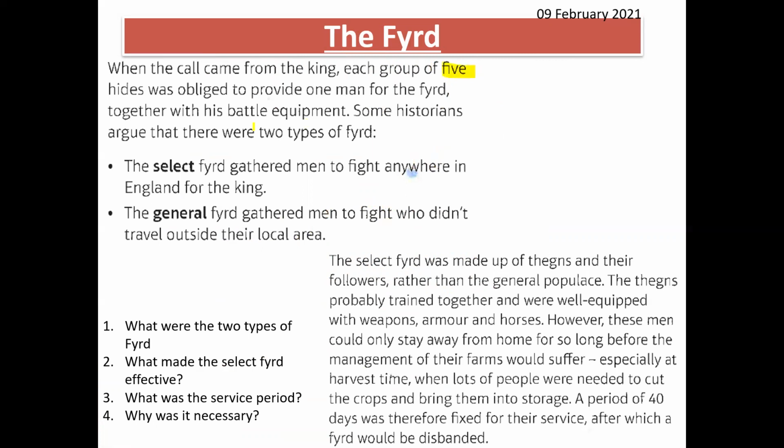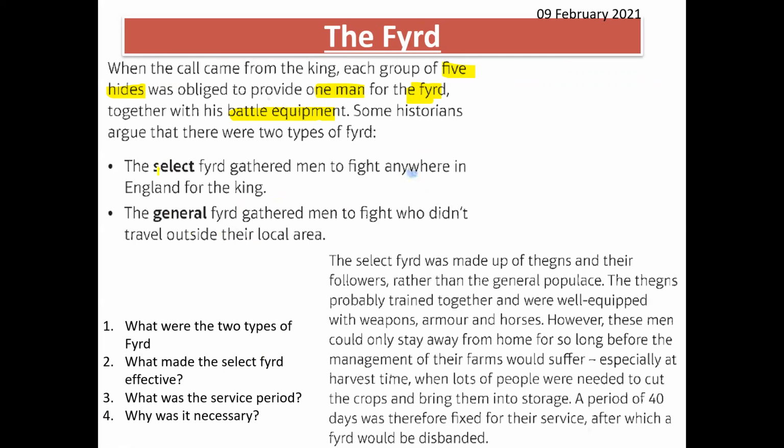The Feud, when the call came from the king, okay? Each group of 5 hides. So quick reminder, what's a hide? Go back and check if you don't know what a hide is. Each group of 5 hides was obliged to provide 1 man for the Feud, together with his battle equipment. So if he wants some armor, so he doesn't get badly hurt, he needs to provide his own armor or a helmet. If he wants a spear and a shield, he needs to turn up with that as well.